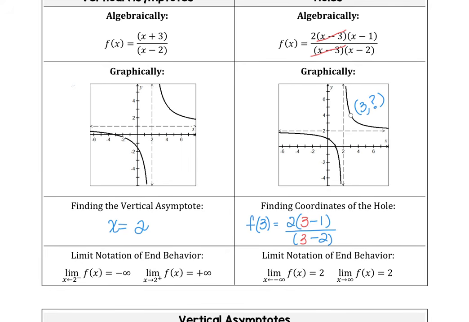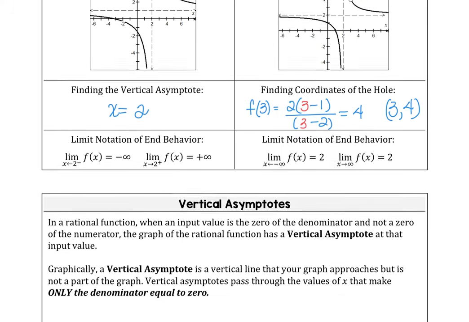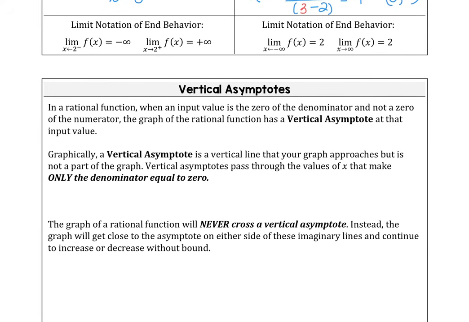Simplify that and we find the y value turns out to be 4. So the hole is located at the ordered pair (3, 4). And you can go back and correct this piece here and substitute the y value is 4, the location of the hole. So you found that by removing common factors and then substituting the zero of that common factor to find the ordered pair for the hole.